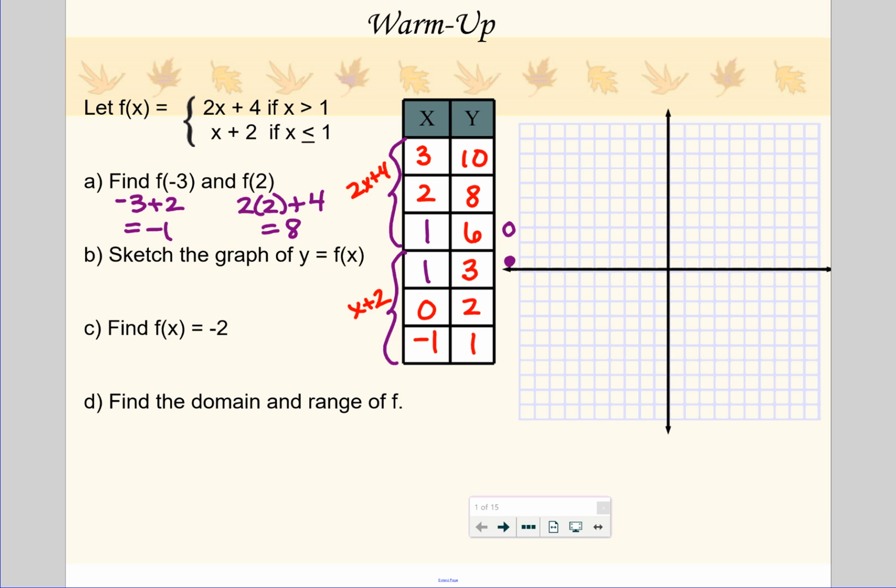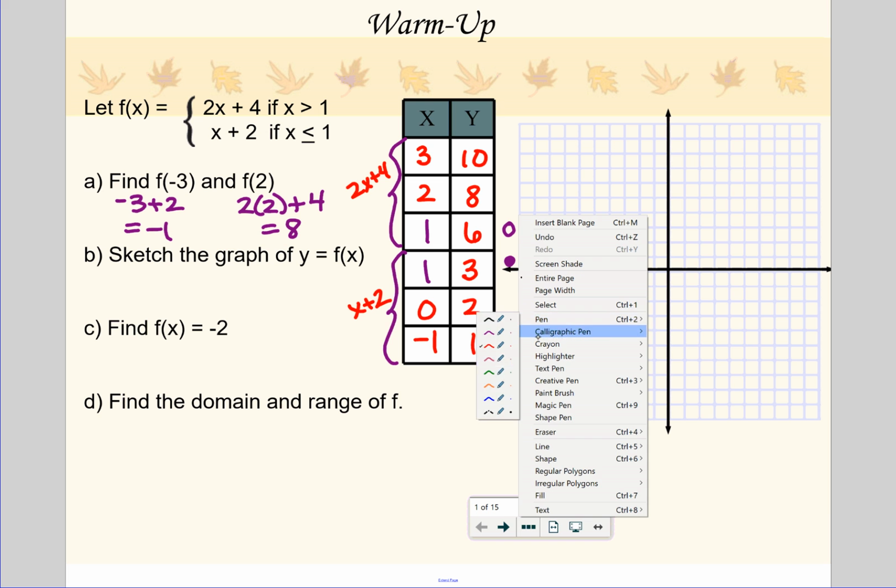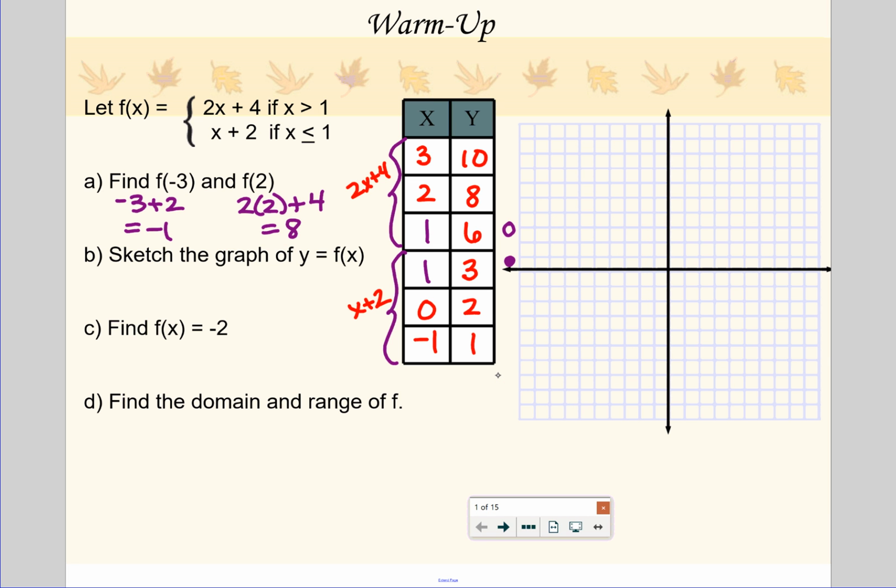Okay. What shape are both of these pieces going to make? What kind of equations are those? 2x plus 4, y equals x plus 2. What are those? They're lines. They're going to be linear when we graph them. So let's plot them. 3, 10 should be up here.